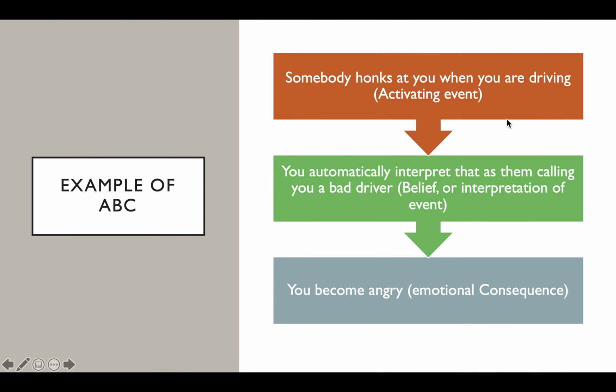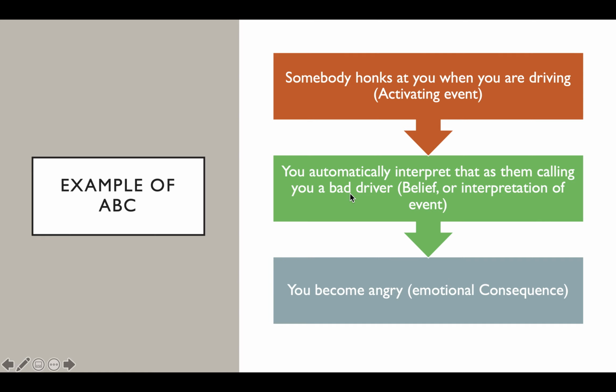Somebody honks at you when you're driving. That's the activating event, right? So that's just stating the facts. You automatically interpret that as them calling you a bad driver, or a loser, or whatever, however you interpret it. So this is now your belief and interpretation of this event. Well, if you feel like they're basically personally attacking you, you're going to feel angry or upset or, I don't know, sad. So that's the emotional consequence.